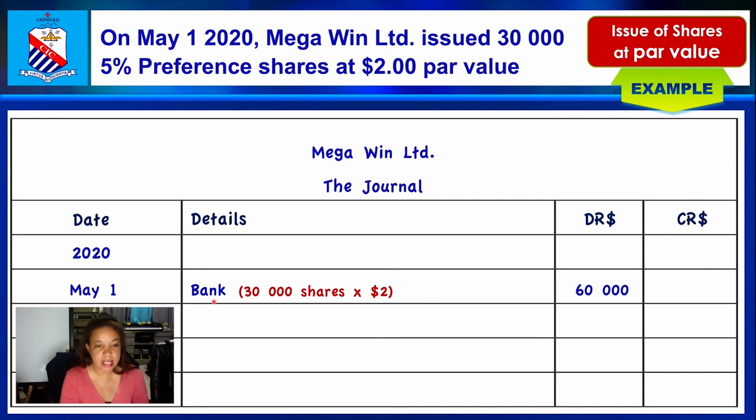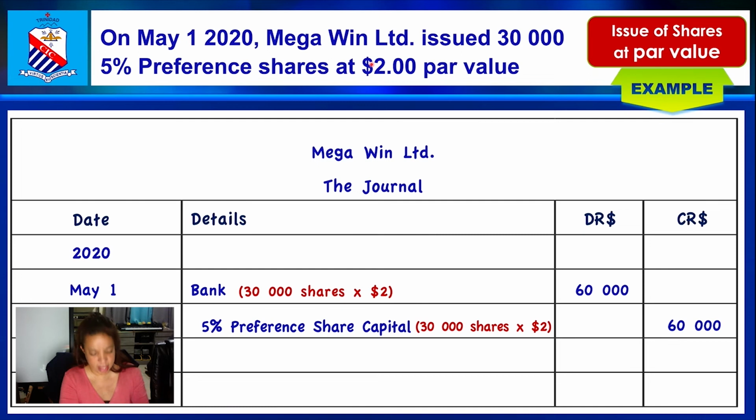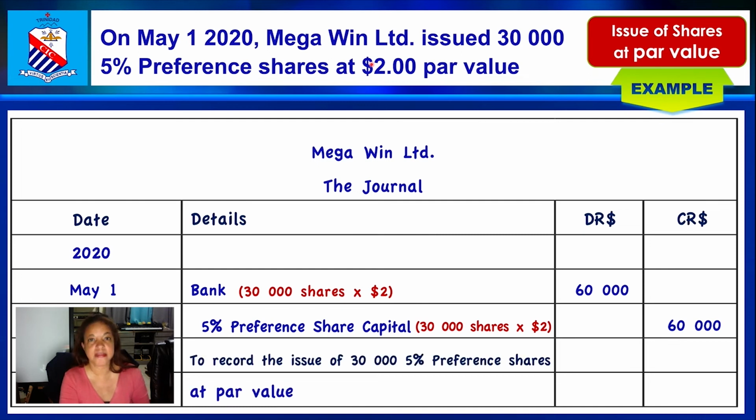You go to share capital, 5% preference share capital. That's the name of the share capital, of the preference shares, sorry. Working remains the same, number of shares by par value. Notice you ignore the percentage. 30,000 shares by $2. That gives you 60,000. Balanced, simple. You have just recorded your transaction.